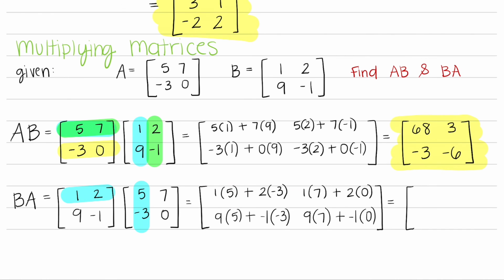1 times 5 is 5, plus 2 times negative 3 is negative 6. 5 plus negative 6 is negative 1. 7 times 1 is 7, plus 2 times 0 is 0, so that's just 7. 9 times 5 is 45, plus negative 1 times negative 3 is just plus 3, so 45 plus 3 is 48. And 9 times 7 is 63, plus negative 1 times 0 is 0, so just 63. And that's your answer for multiplying matrix B times A.